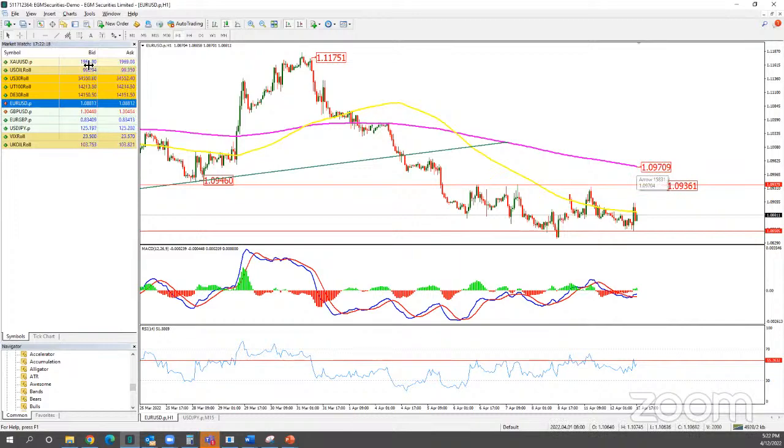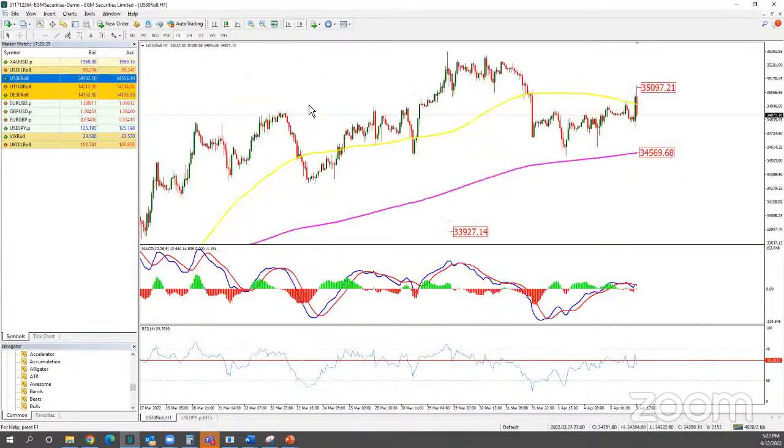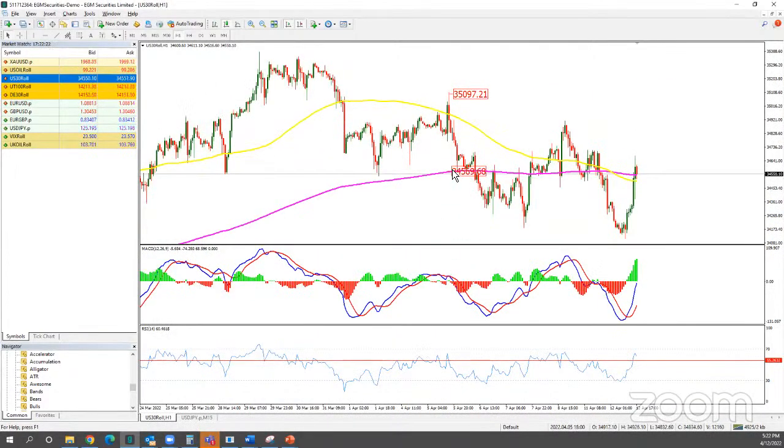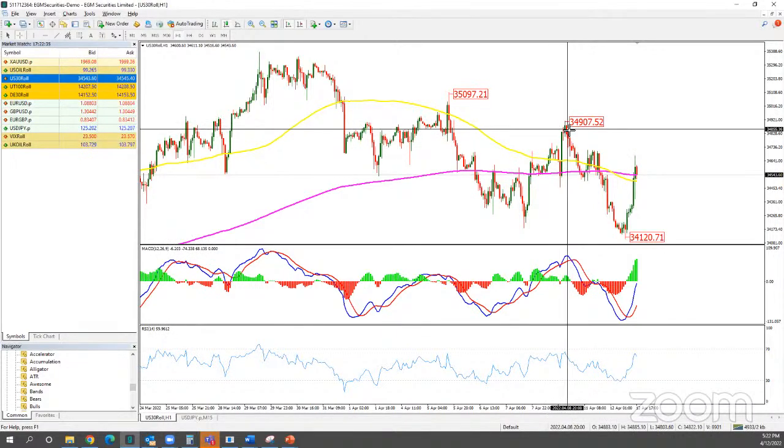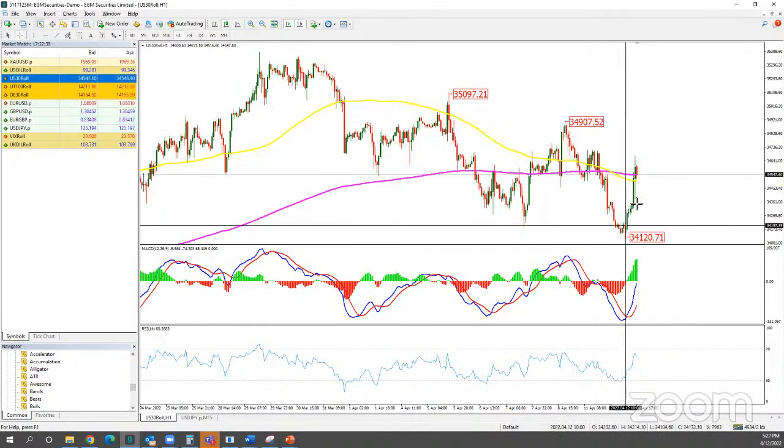Okay. Going for the Dow Jones. I know a lot of traders love to trade indices and even the stock market in general. So let's have a look at the Dow Jones index. As you can see, there is a huge movement, a huge volatility. First of all, we saw a huge down and then a huge bullish setup happening.